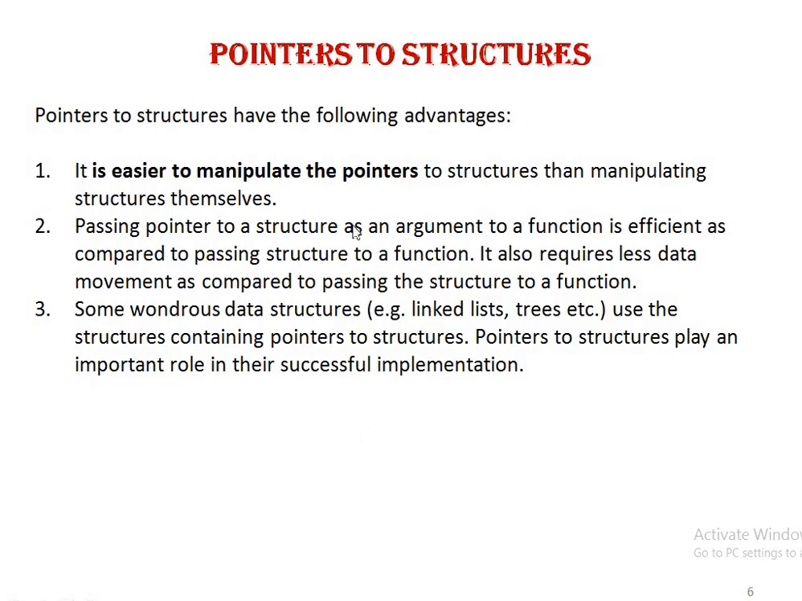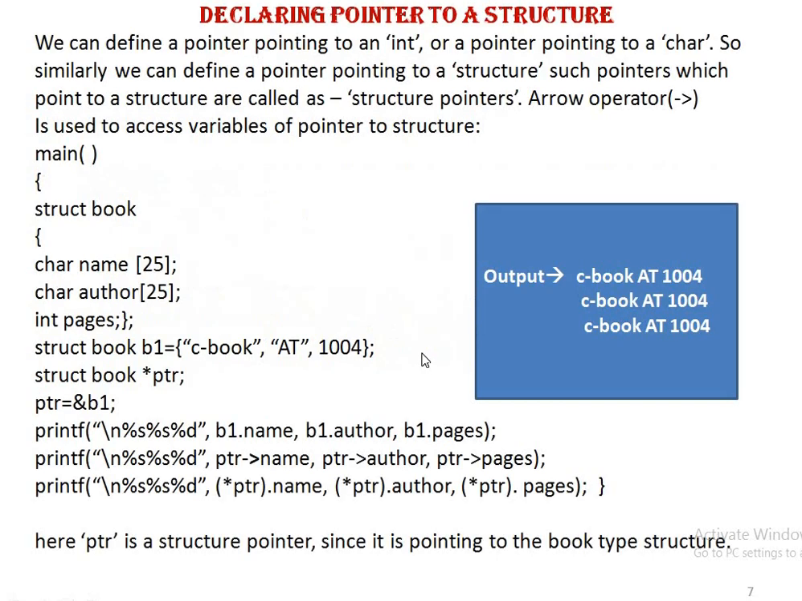Pointer to structure: it is easier to maintain a pointer to a structure than to manipulate structures themselves. A pointer to structure can be very easily passed to a function, and it can be utilized while creating a linked list or tree kind of structure, data structures in C. So, declaring a pointer to structure. A pointer to structure means a variable which has the address of some structure type variable. The arrow operator is utilized to handle it, otherwise this is a combination of asterisk and dot operator.